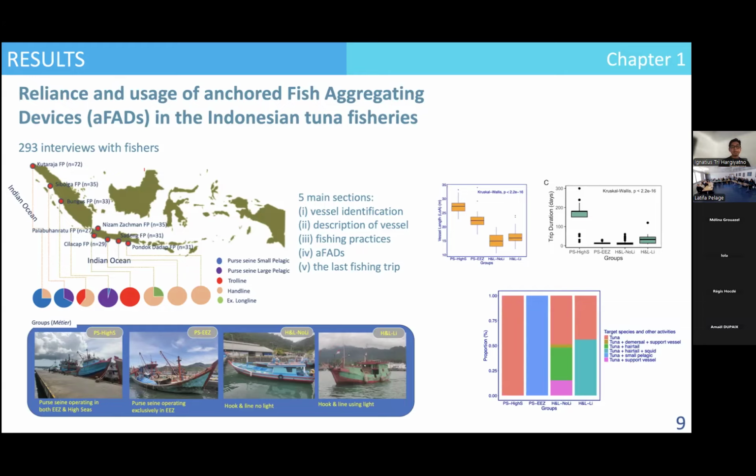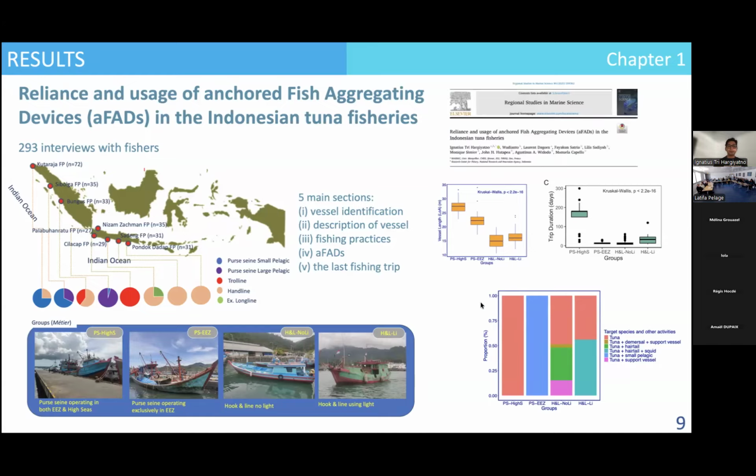The third group is more dynamic, hook and line, no light. They have a small vessel, and the fishing trip is only 2 weeks to 1 month. Some of them change the target to demersal fisheries, such as hairtail. Some of them change their operation to become a support vessel for the purse seiner. And the last group is hook and line using light. This is the group that previously used longline and changed to handline. Some of them also changed the target to hairtail and squid.